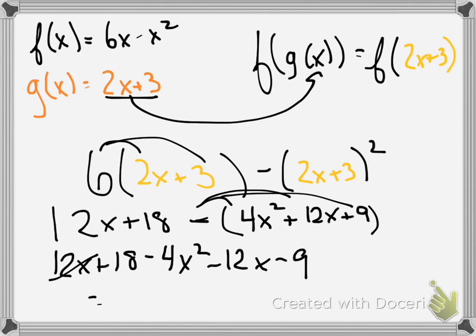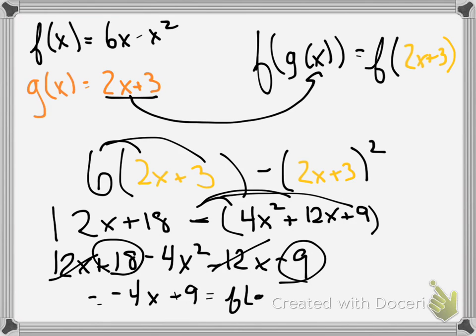We can combine some things, so the negative 12x and positive 12x disappears. We can add the positive 18 and the negative 9. So we get negative 4x squared plus 9. That is f of g of x. Okay, and it might be useful for us if we're working with these two functions to have it that way so that we can get values like f of g of 2. We can just plug it into this function as opposed to taking g of 2 and then f of that result.